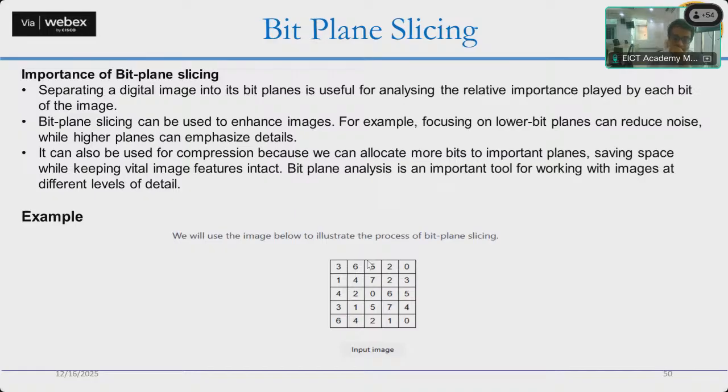What is happening here? This is the image. This is how many rows there are. There are 5 rows, and it is 5 by 5. So how many pixels are there? Just 25. But how do we want to illustrate the process of bit plane slicing?